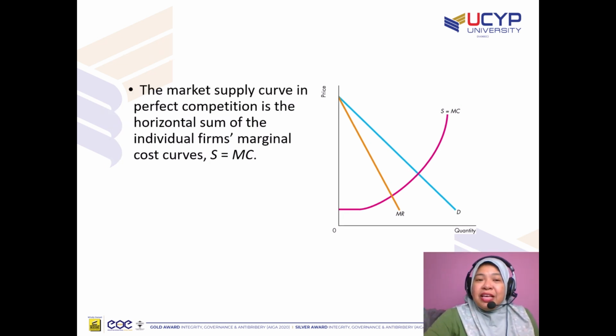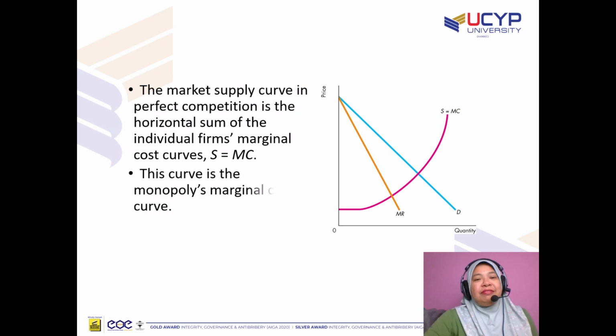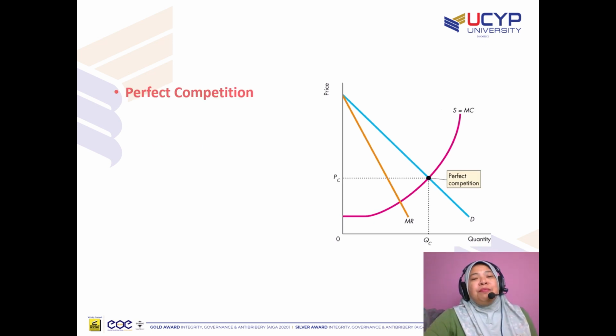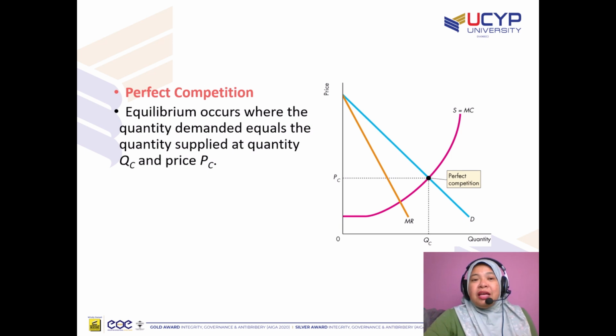The market supply curve in perfect competition is the horizontal sum of the individual firms' marginal cost curves, S equals MC. This curve is the monopoly's marginal cost curve. Perfect competition. Equilibrium occurs when the quantity demanded equals the quantity supplied at quantity QC and price PC.